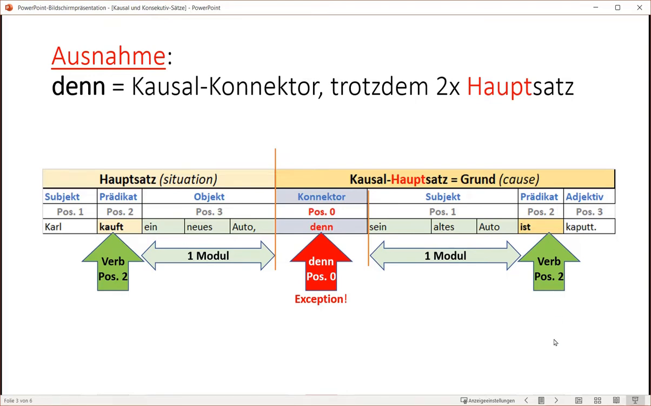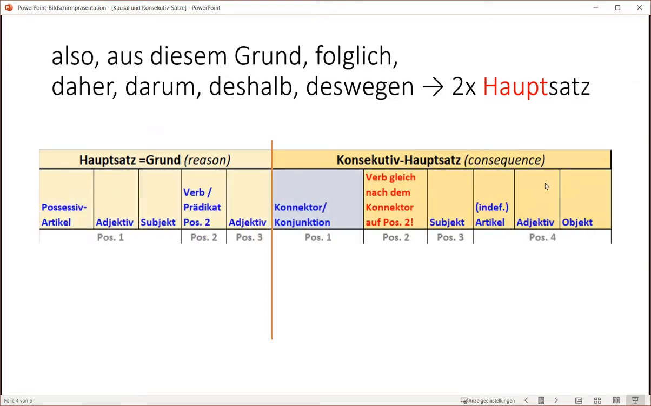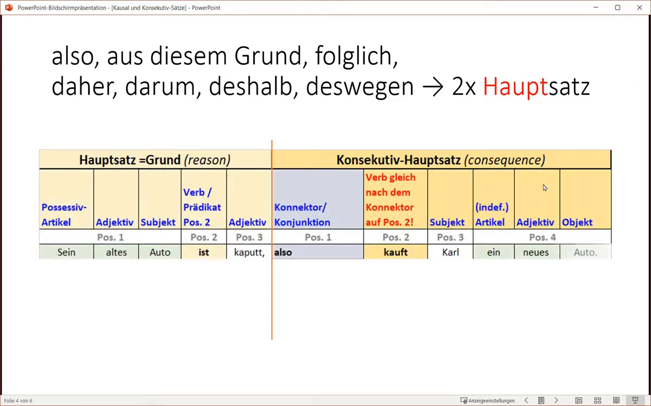Keep that in mind. Now we go to other connectors called also, aus diesem Grund, folglich, daher, darum, deshalb, deswegen. These are consecutive connectors. They will create 2 Hauptsätze, one here, one here. And on the left side we have the Hauptsatz with a reason. Why did it happen? And here what's the consequence, consecutive consequence. So our structure as known before.